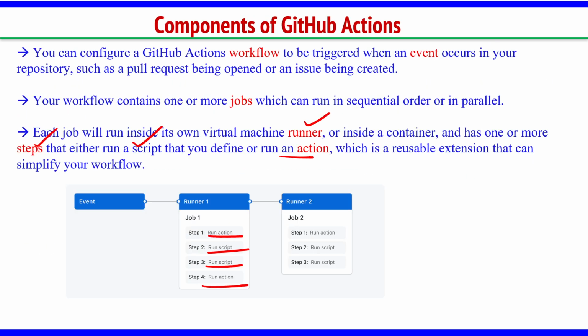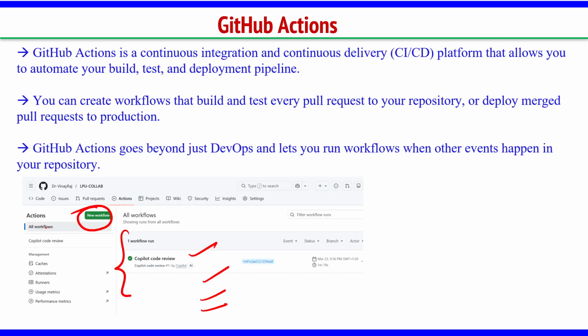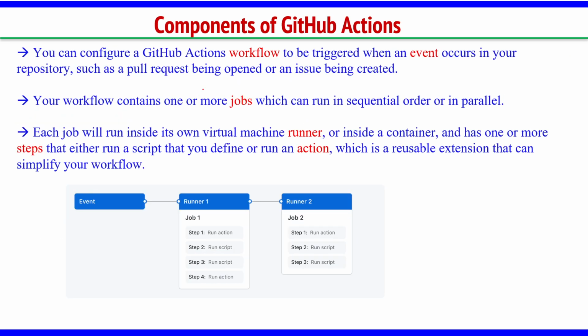So these are the different components in GitHub Actions. What's GitHub Actions? It's a CI/CD platform that allows you to automate your build, test and deployment pipeline. So it looks something like this. It has different components. There is a GitHub Actions workflow, and a workflow is triggered when an event occurs, and a workflow contains one or more jobs. Each job will run in a runner, and each job has a lot of steps, and each step could be either running a script or running an action. So this is the whole story about GitHub Actions.